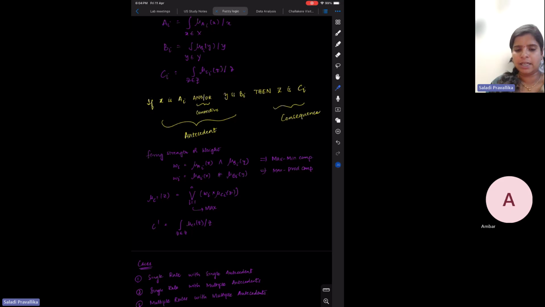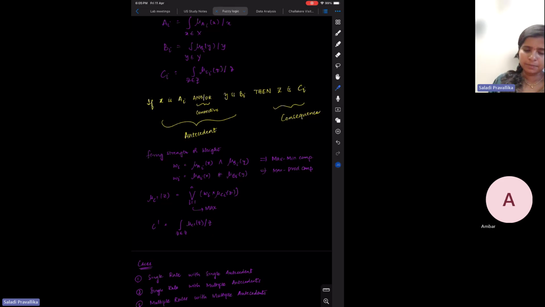This Wi can be defined in two ways using two different compositions: one is max-min composition, and the other is max-product composition. In max-min composition, for the firing strength or weight, we take the intersection between the membership function of A and the membership function of B, that is, the minimum value. For max-product composition, instead of taking the minimum or the intersection, you take the product. This is the firing strength of the ith rule, also called the weight.